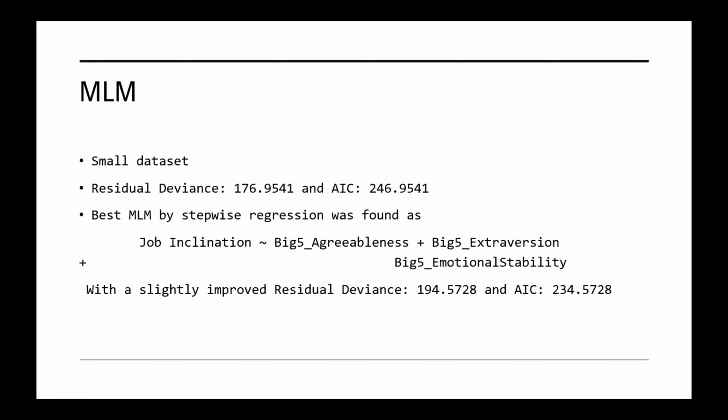By stepwise regression, this model was found as the best one. If we want to compare the residual deviance from before with the residual deviance of this one, we can see that it went from approximately 177 to approximately 195. And the AIC went from approximately 247 to approximately 235. So agreeableness, extraversion, and emotional stability seem to be the most statistically significant, but this might have been just because of the small data set.